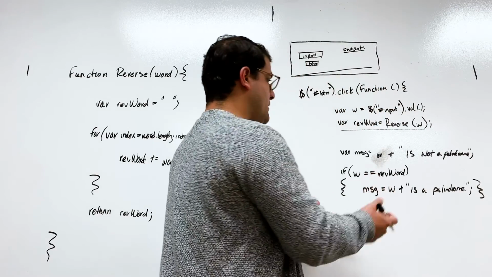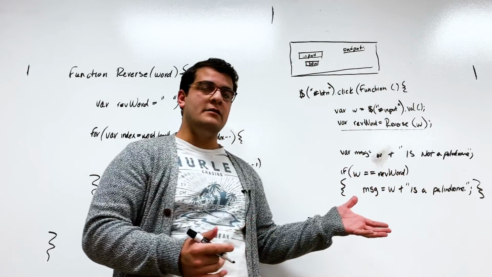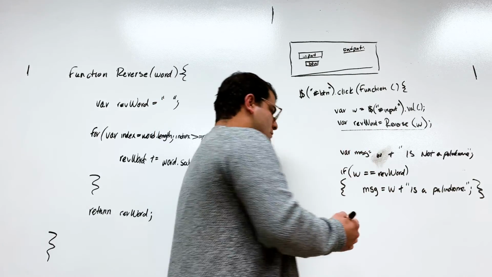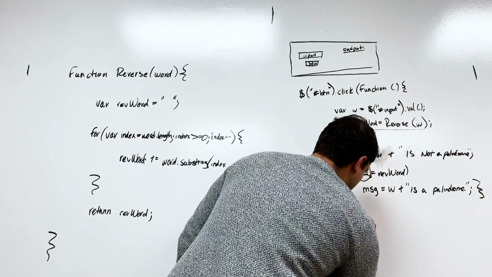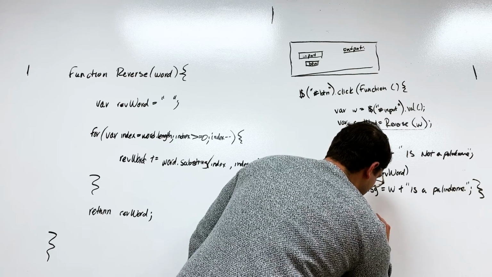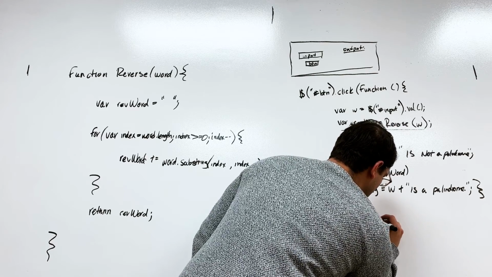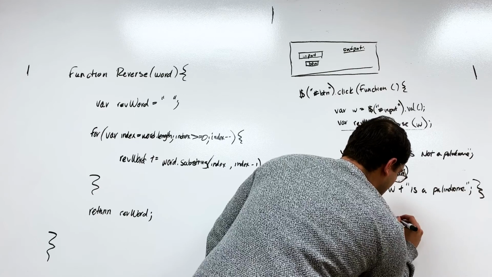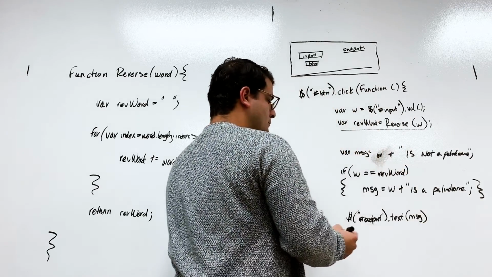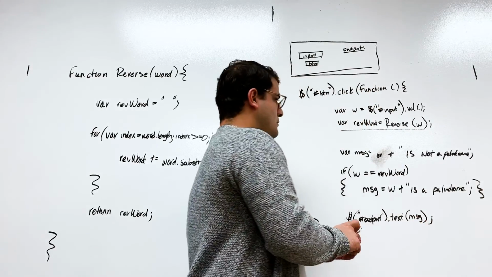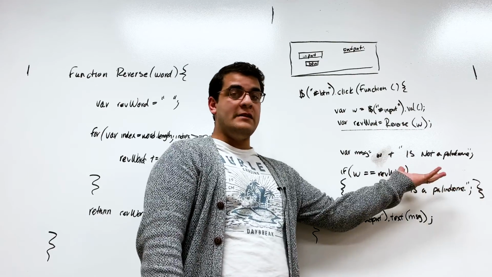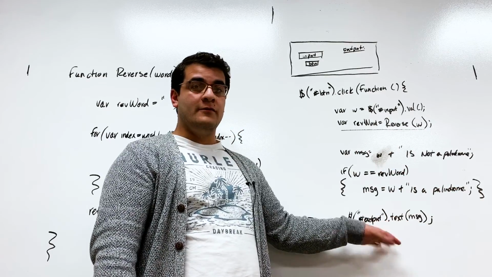Now we want to display this message. This is all still happening behind the scenes. Now we want to be able to display the message to the user, whether it's a palindrome or not. So to do that, we will use once again the jQuery selector to target the output. And then we're going to pass in the message. So whether the word is a palindrome or isn't, it will be displayed to the user, very simply put.